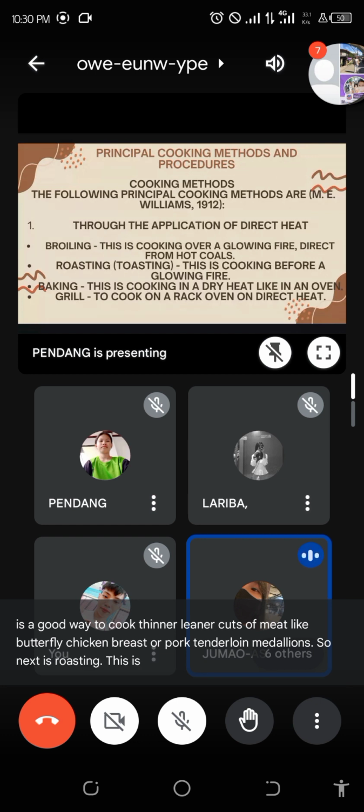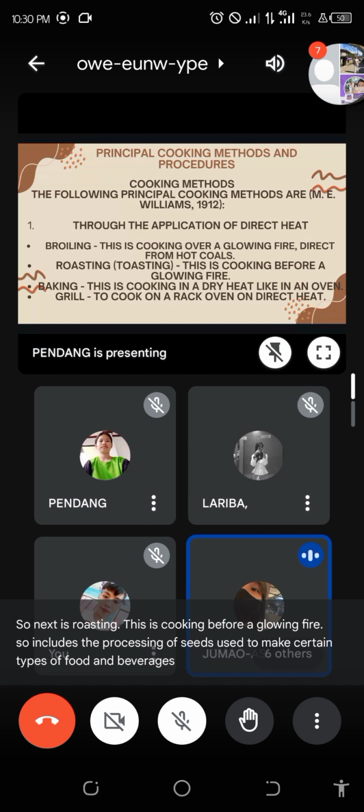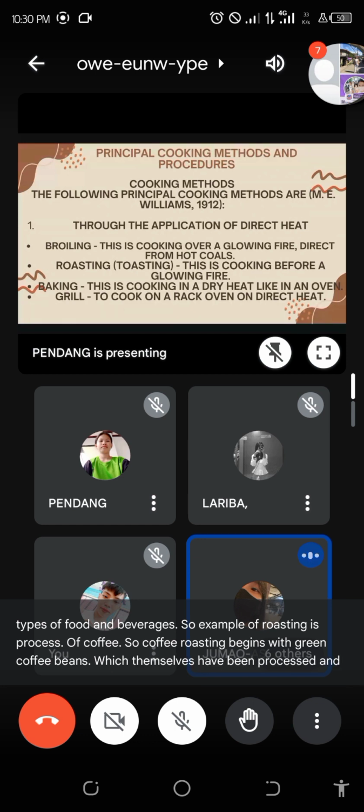This is cooking before a glowing fire. It includes the processing of seeds used to make certain types of food and beverages. An example of roasting is the process of coffee. Coffee roasting begins with green coffee beans, which themselves have been processed and dried.